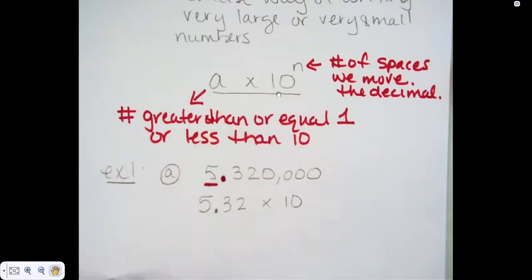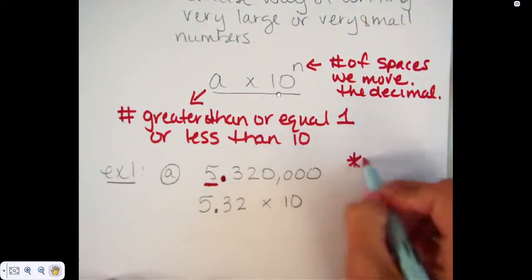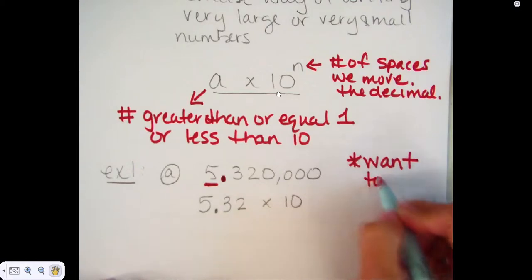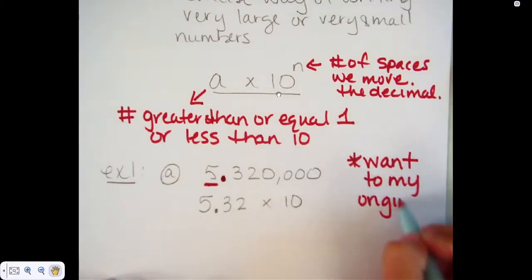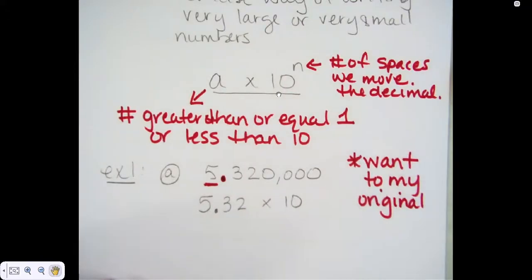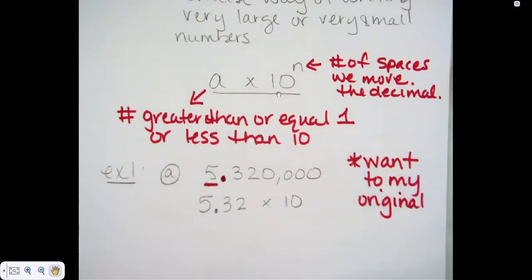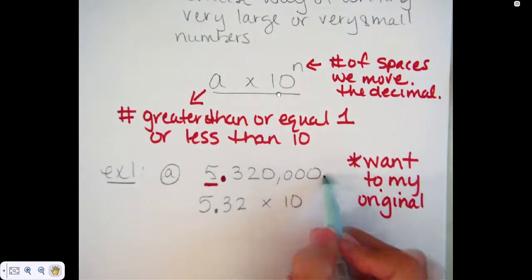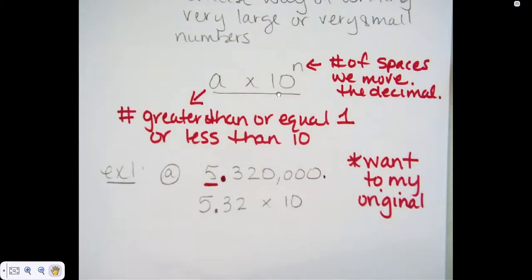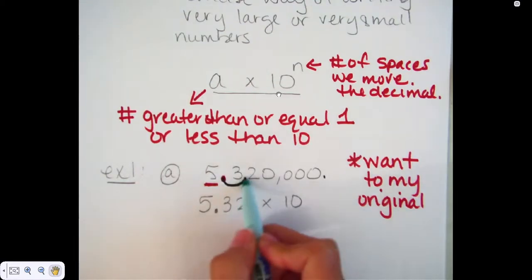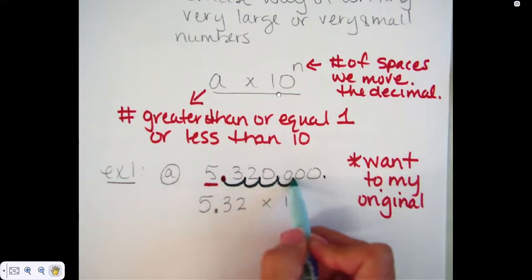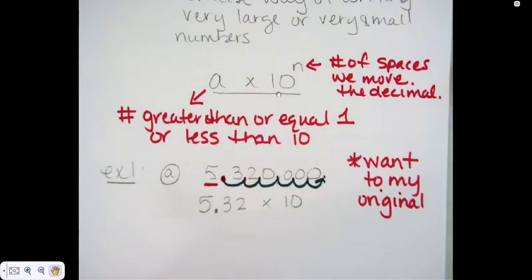Now I've got to decide my exponent. Well, what I'm going to do, and I always call it this, I count from my want to my original. Okay, so what am I going to do? This is where I want it to go. Now, the original decimal place isn't there, but it's understood to be right there at the end of our number. So I'm going to count from my want back to my original. I'm going to go 1, 2, 3, 4, 5, 6 places.